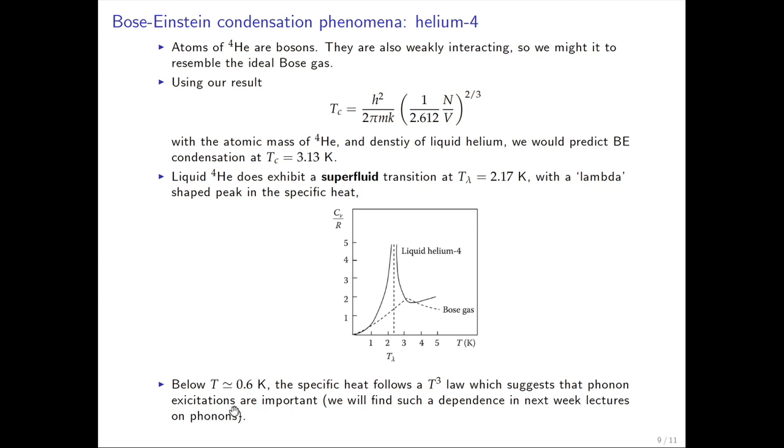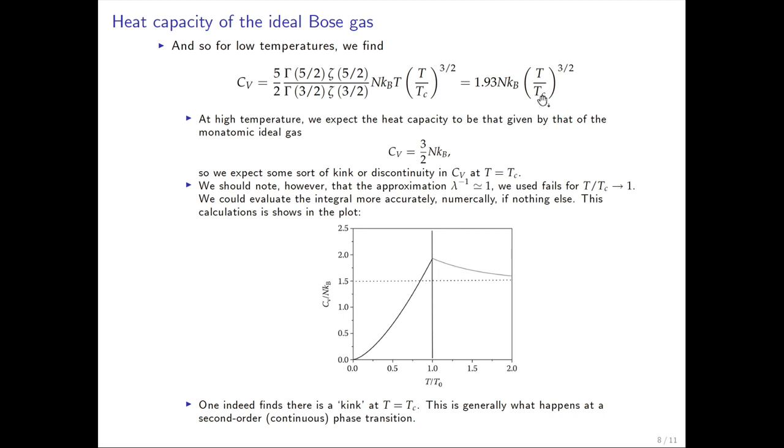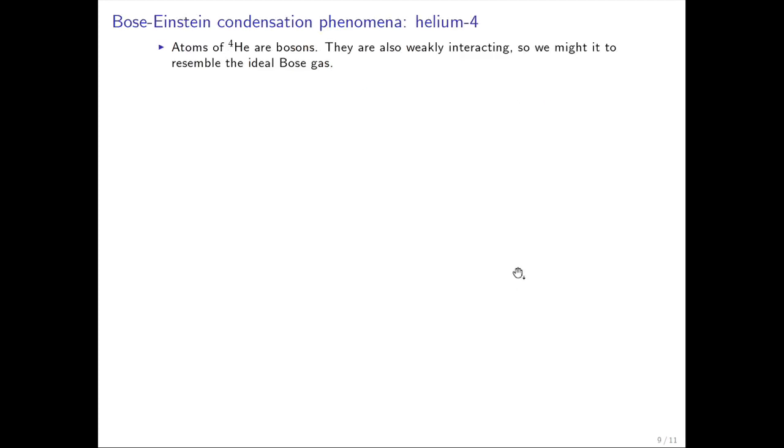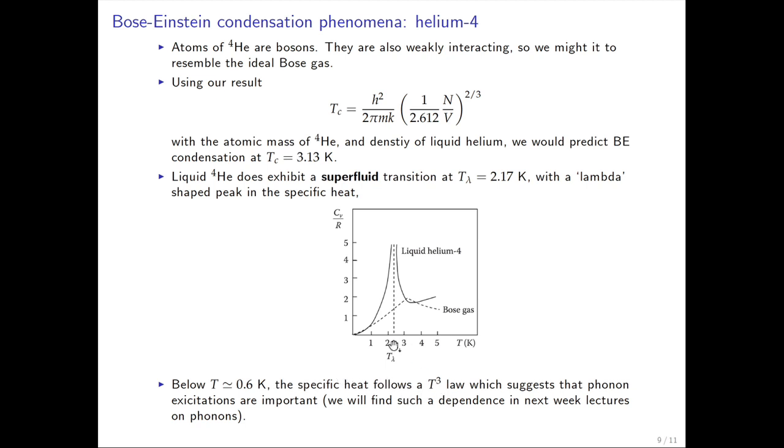And the other key observation was the behavior of the heat capacity down in here, right? We predicted, if you look back here, the heat capacity to go like T over T_c, or at low temperatures go like T to the 3/2 power. And what's found experimentally down here is much sharper. It goes like T cubed. And that suggests that phonons are important. In fact, next week when we study phonons and the heat capacity of solids due to phonons, we'll derive this T cubed dependence of specific heat.